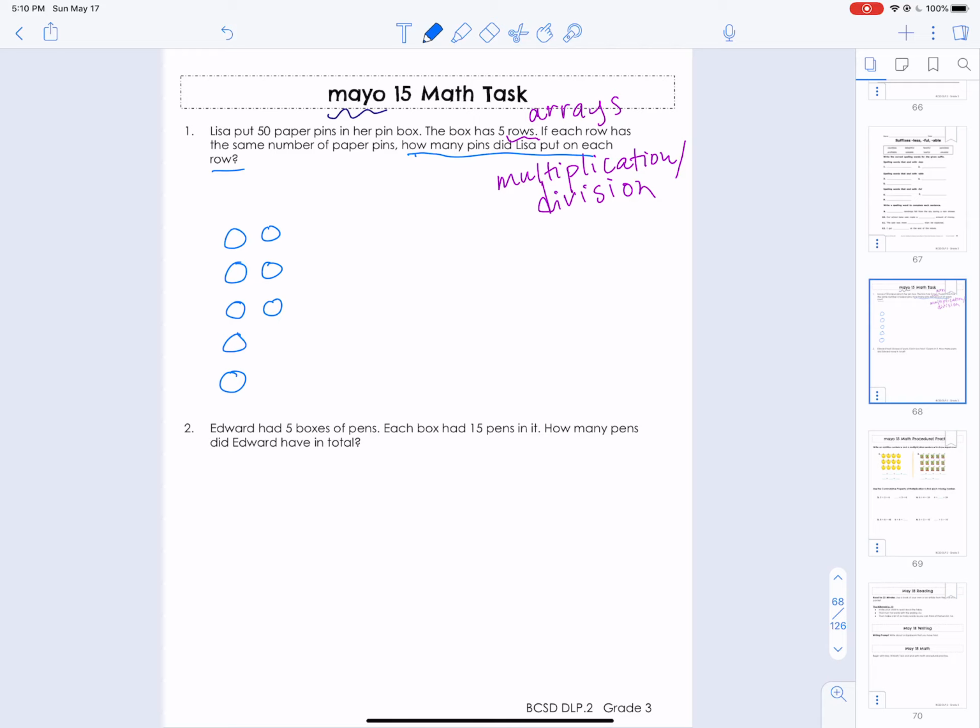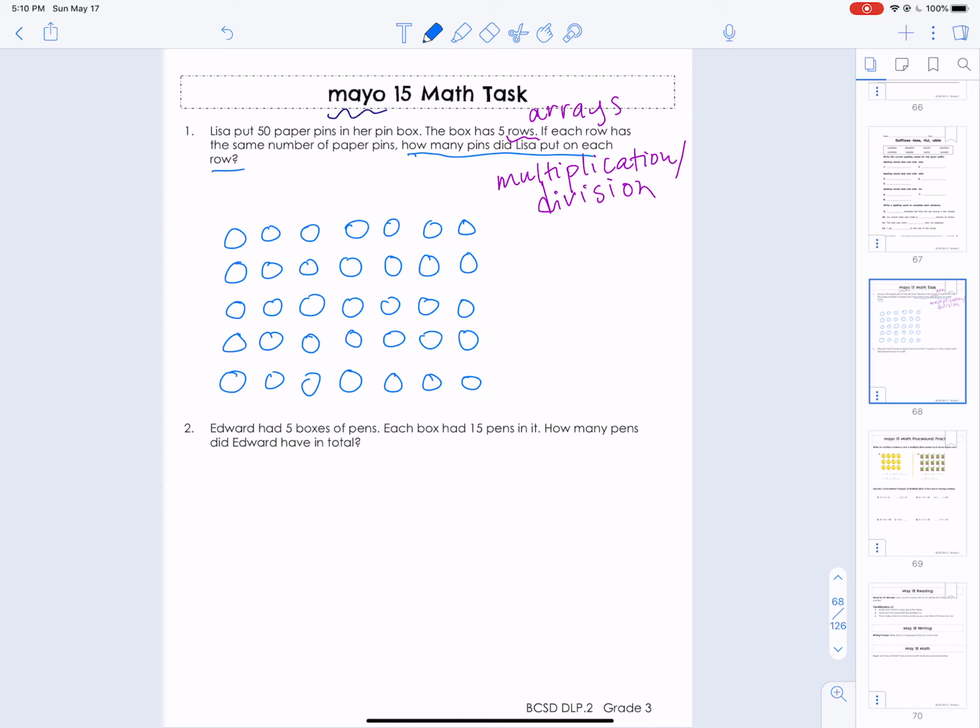6, 7, 8, 9, 10, 11, 12, 13, 14, 15, 16, 17, 18, 19, 20, 21, 22, 23, 24, 25, 26, 27, 28, 29, 30, 31, 32, 33, 34, 35, 36, 37, 38, 39, 40, 41, 42, 43, 44, 45, 46, 47, 48, 49, and 50.